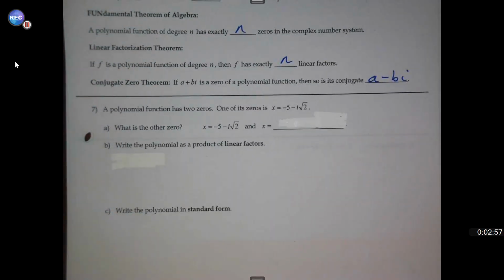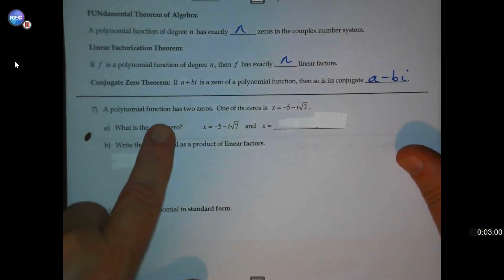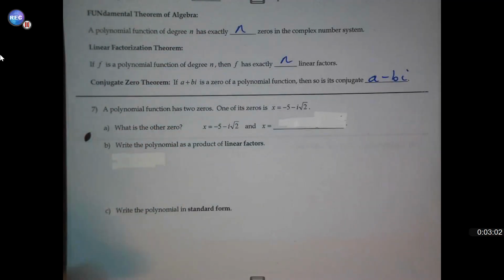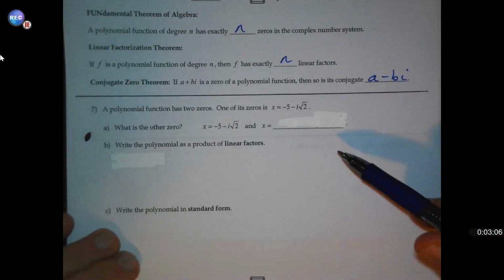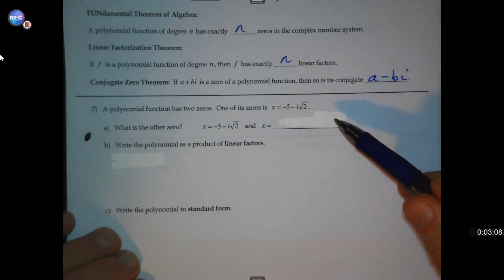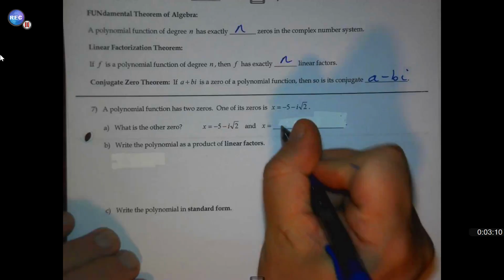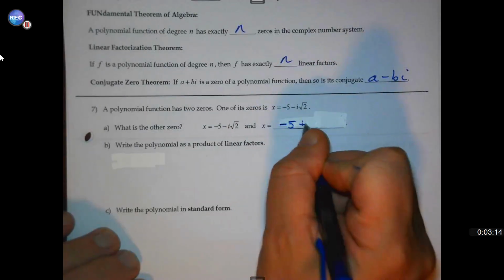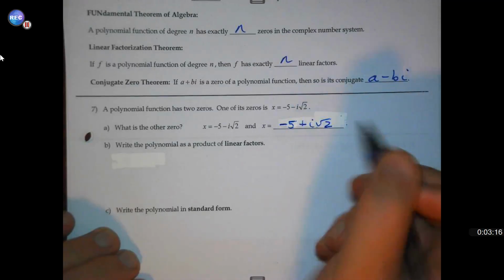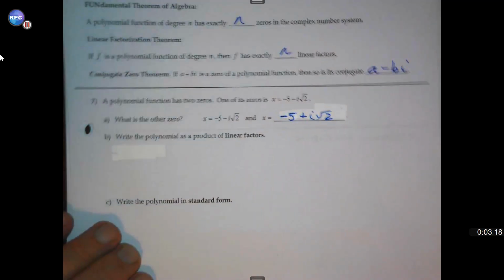So if I'm telling you one of the zeros of our polynomial function, which has 2 zeros, is x equals -5 minus i radical 2, we want the other one. The other one is just going to be its conjugate. So we're going to keep that real part as -5, switch the operation to plus, and then just write i radical 2. And that's all it takes to write a conjugate.